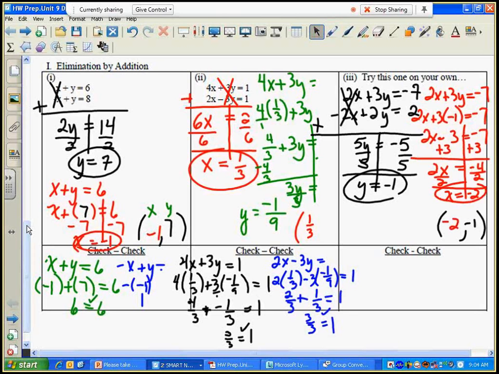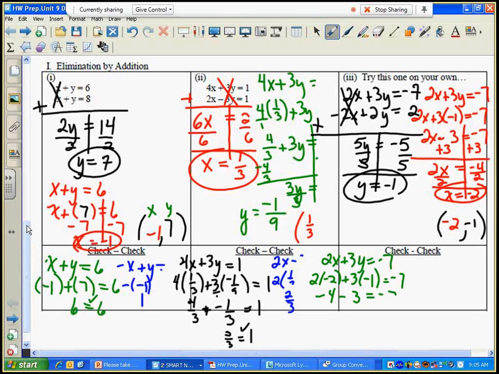Okay, let's check our answer. In other words, let's make sure that this answer is correct. And remember, you have to do this in order to get your credit. All right, so 2x plus 3y equals negative 7. I'm going to plug in a negative 2 for x and a negative 1 for y. All right, so that's negative 4. That's a minus 3. The negative 4 and the minus 3 are pulling in the same direction, so we get negative 7. That checks out.